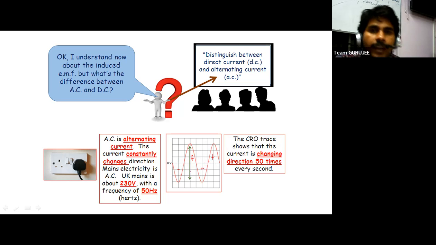So each and every half cycle, that is one half cycle, that is another half cycle. Half plus half equal to one, so one complete cycle is nothing but here only. That is one complete cycle, and that is another one. So every second, the direction of current changes 50 times in alternating current.